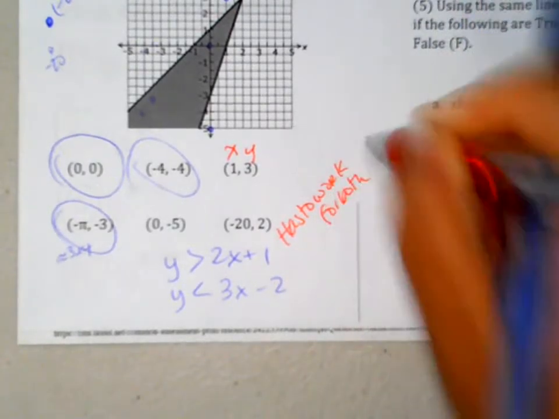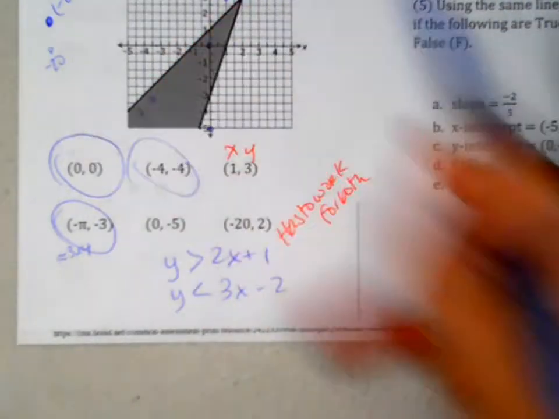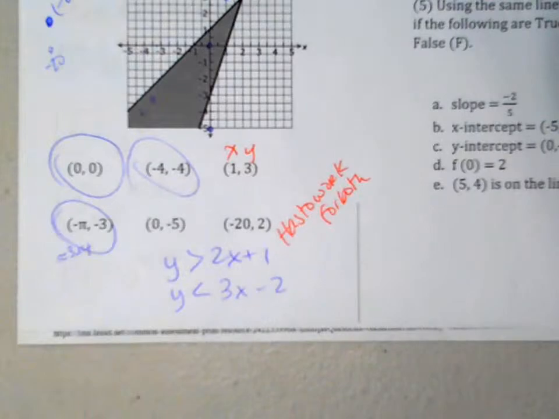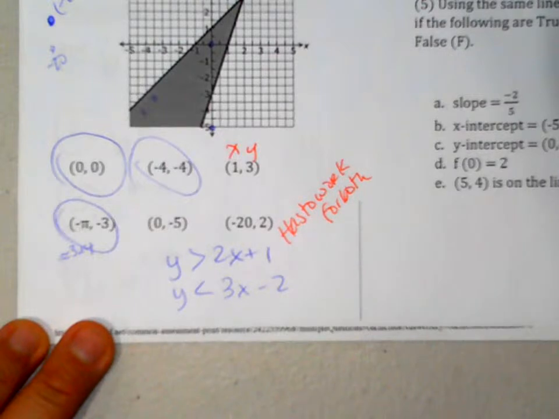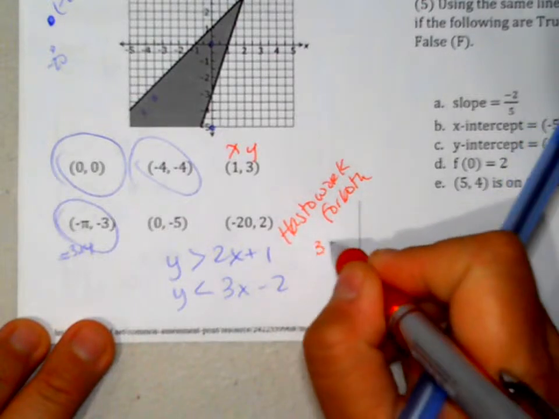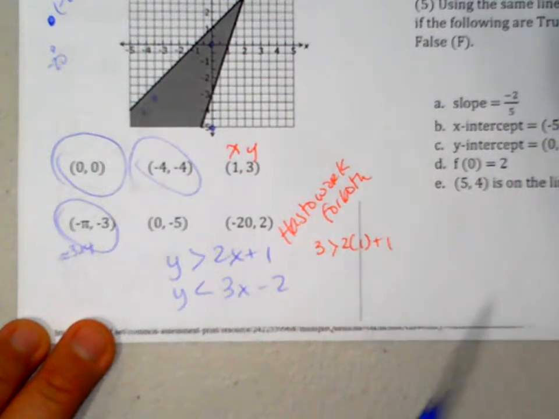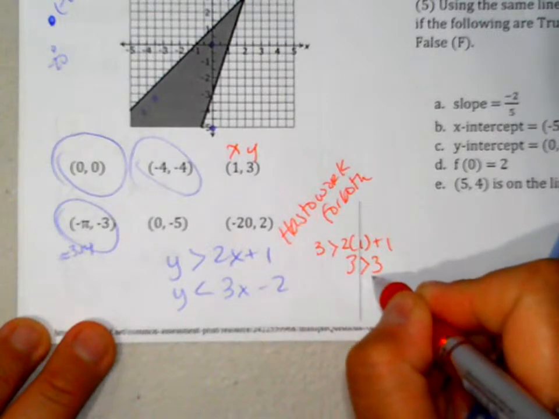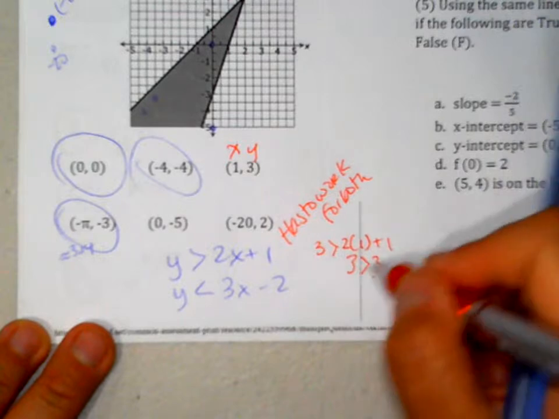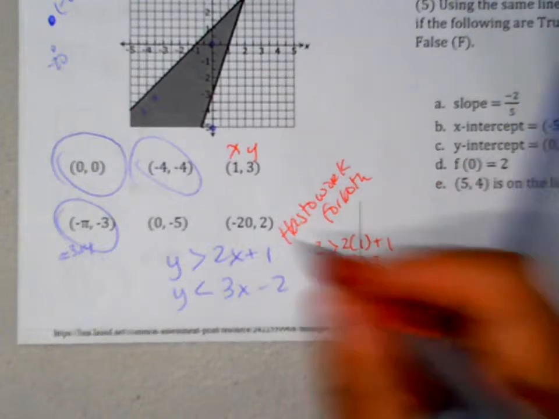So if you're given a system of inequalities and you're not given the graph, you literally are just plugging in to see if it's true. So let's take this one. Let's take 1 and 3. If I'm plugging it in here, I'm going to get 3 is greater than 2 times 1 plus 1. 3 is greater than 3. That's not true. Okay, 3 is equal to 3, but it's not greater than. So if the first one doesn't work, it doesn't matter if the second one works or not. You have to just go with that. So it just depends on what it looks like.